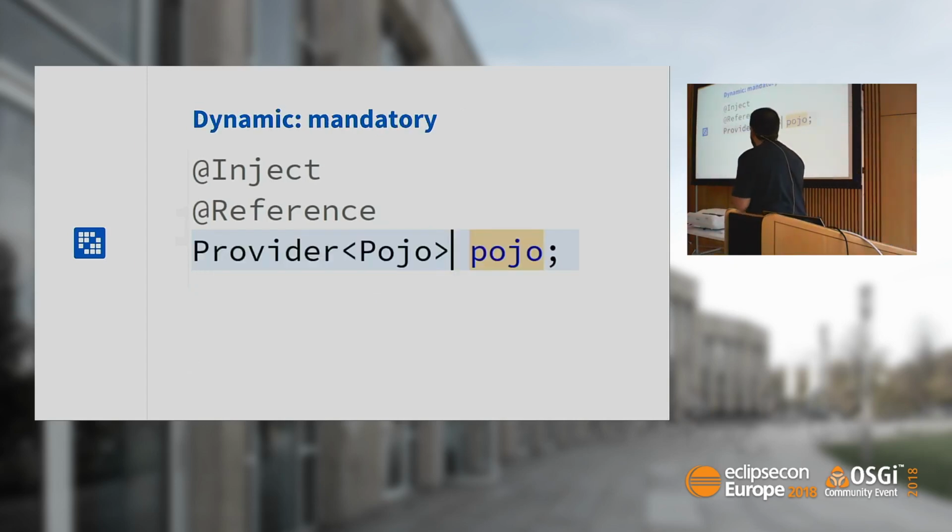And how do we do dynamic? And in this case, dynamic mandatory. Well, CDI already has a concept of dynamic, and it's called provider. So we just wrap the reference with a provider of service type, and then we do a get. Provider basically is a one-method interface, so it's get. You need to continuously call that get method in order to see what the state of the reference is.